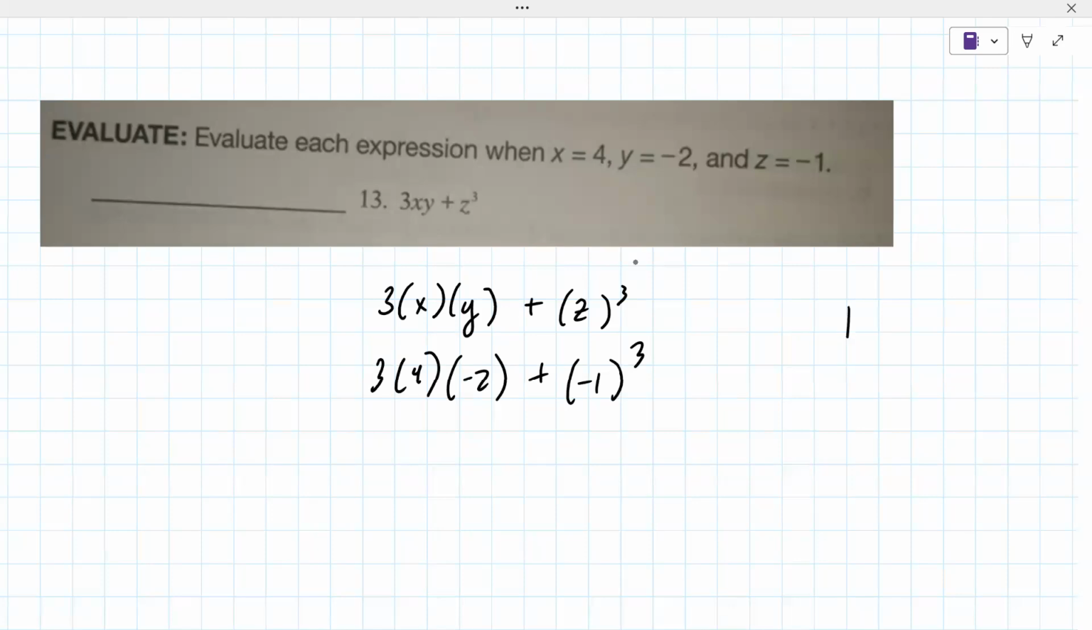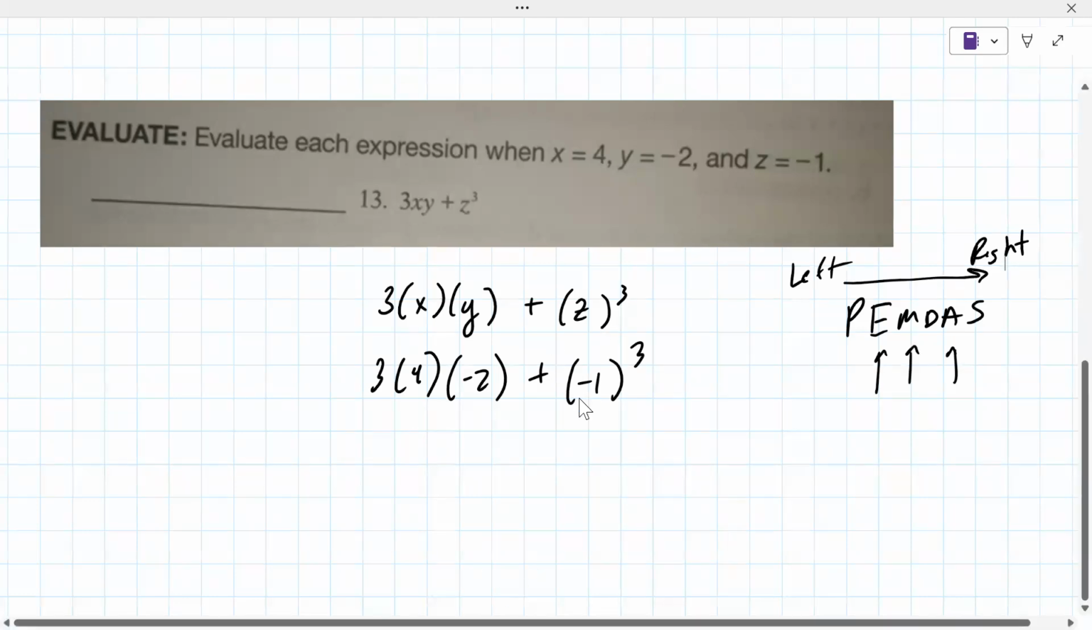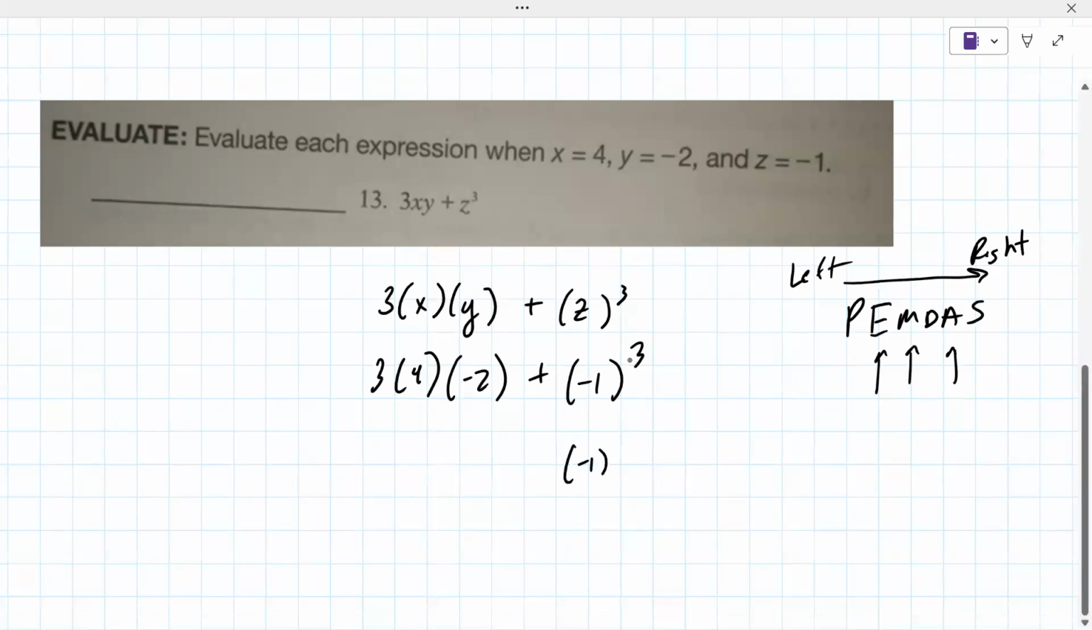All right. So order of operations, what do you do first? Do you do the exponent, the multiplication, or the addition? I think exponent. So you work it left to right. No, you work it left to right, it's not a choice. So the exponent first. The -1 to the power of 3 means -1 times -1 times -1. What does that become?